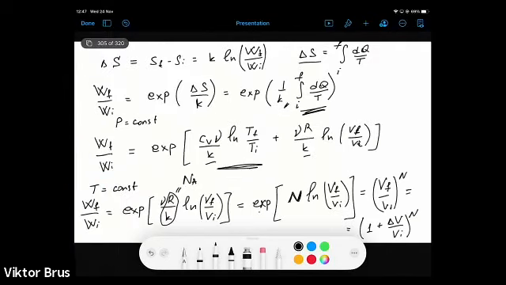So we also described how the ratio of final and initial statistical weights of this ideal gas can be calculated for different thermodynamic processes in an ideal gas: for constant pressure, constant temperature, and constant volume. If you have any questions, you're welcome.